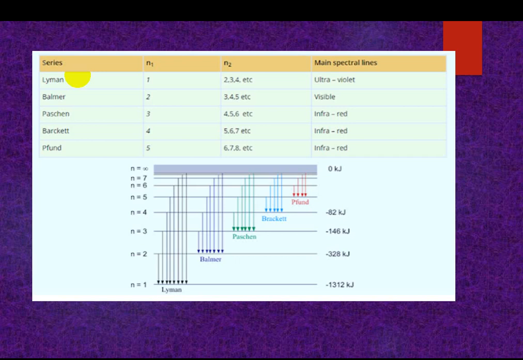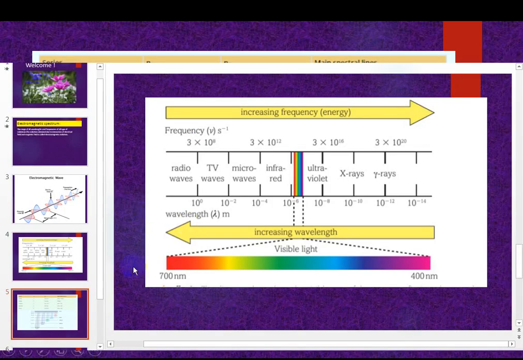This is the Lyman series, Balmer series, Paschen series, Brackett series, Pfund series, and the main spectral lines. Look, what are these things? What do you mean by these things?